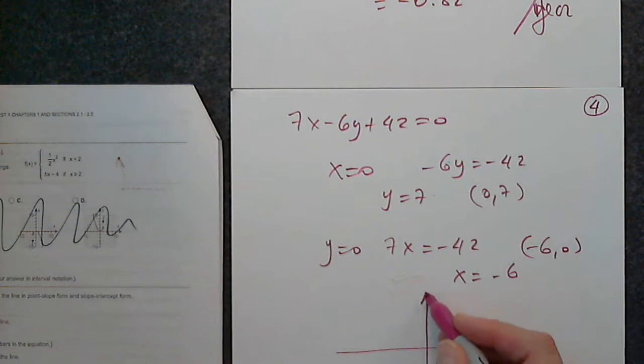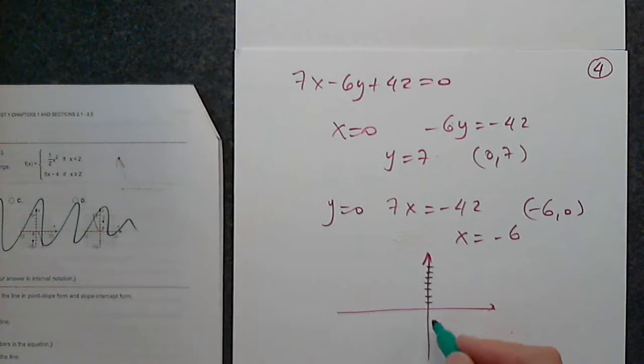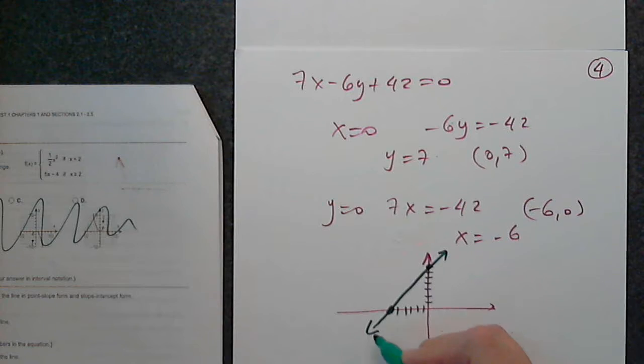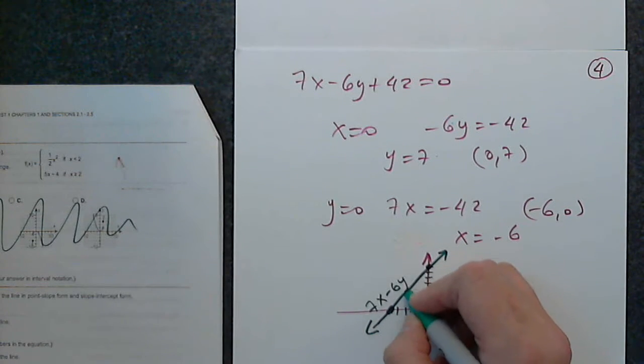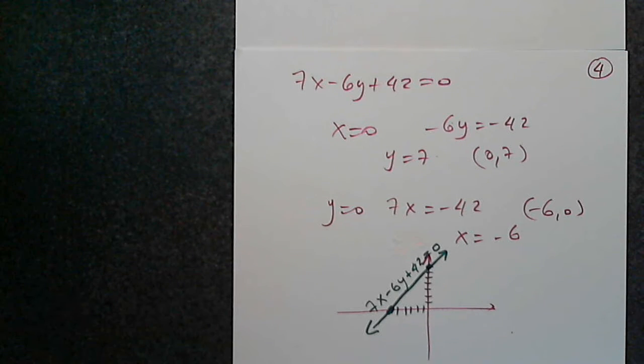That's all we need to graph this equation. 0, positive 7, 1, 2, 3, 4, 5, 6, 7, and negative 6, 0, 1, 2, 3, 4, 5, 6. Connect the points and extend the line. Please write the equation somewhere so I know what you graphed and you know what you graphed. Next to the line, above the line, below the line, you choose. Good. Anything else?